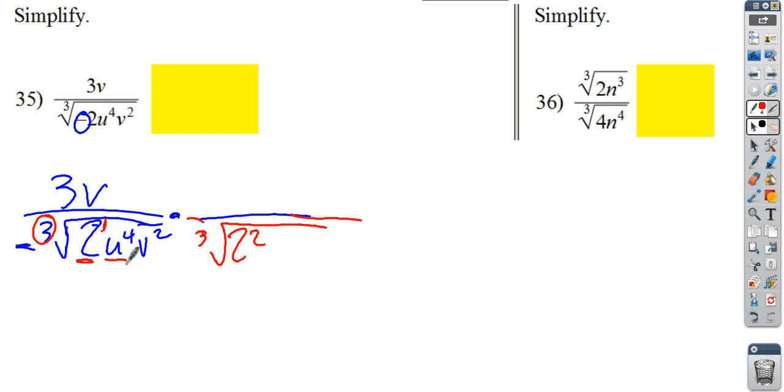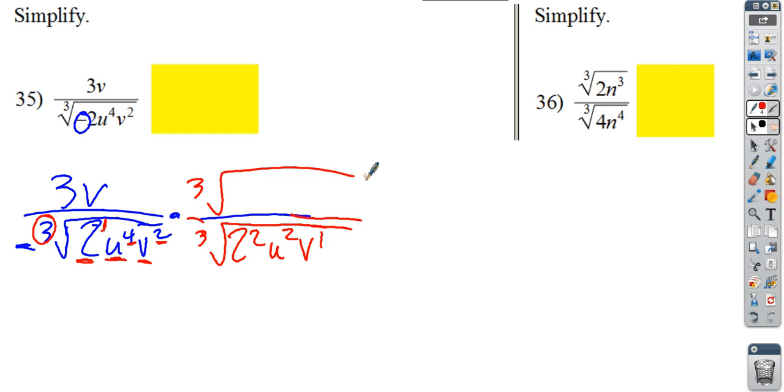I have u to the fourth. I would like this number 4 to be a multiple of 3, and the closest multiple of 3 is 6. So what do I need to make u to the fourth into u to the sixth? I need another 2 u's, because u to the fourth times u to the second would be u to the sixth. And then I have v squared. I would like that to be v cubed. I have 2 v's here, so I need 1 more.